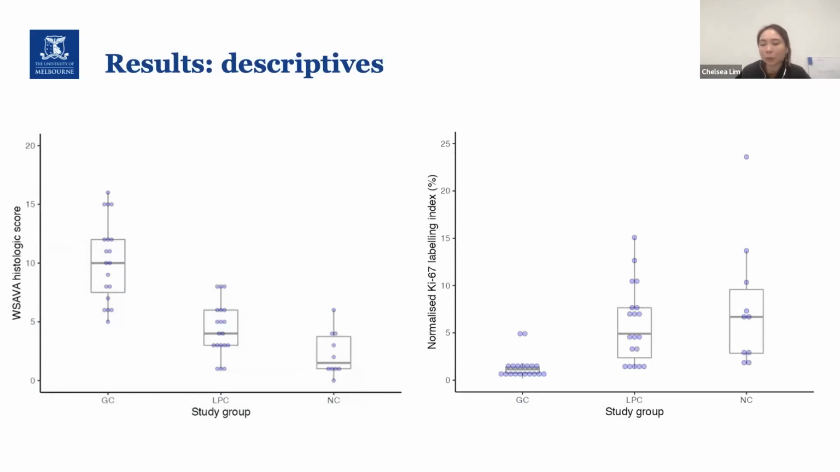Descriptive results comparing semi-quantitative parameters among study groups are outlined using the box and whisker plots. On the left, you can see that GC dogs had the most severe WASAVA histologic score, with a median score of 10, and that was approximately 2.5 times that of LPC dogs and about 6.7 times that of NC dogs. On the right, median normalized Ki67 index was highest in non-colitis dogs, which was approximately 6.6 times that of the GC dogs and about 1.4 times higher than that of the LPC dogs.